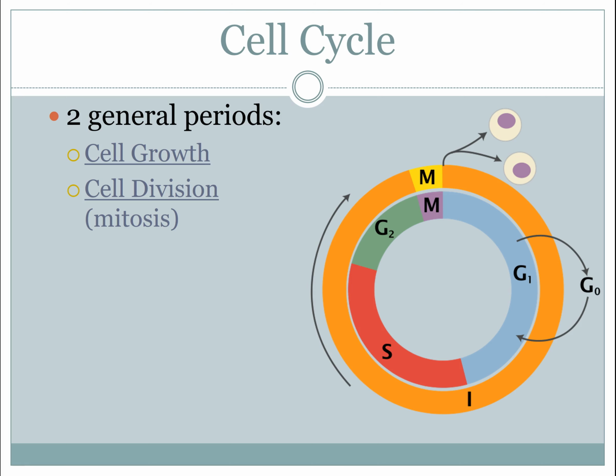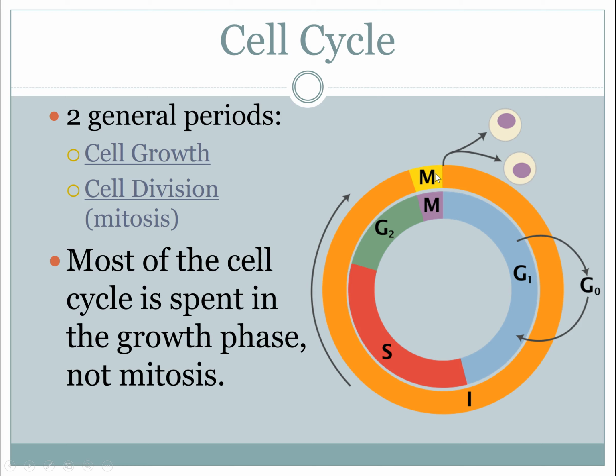There are two general periods during the cell cycle, and you'd look at this cell cycle just like you'd look at a clock, and it continues on over and over again. The first period is cell growth, and that's what's happening in this orange area here. The orange area is all cell growth. Cell division occurs in this tiny little chunk of time in the M area that's called mitosis. As I said, most of the cell cycle is spent in the growth phase, not mitosis.